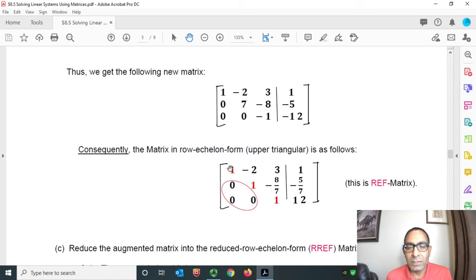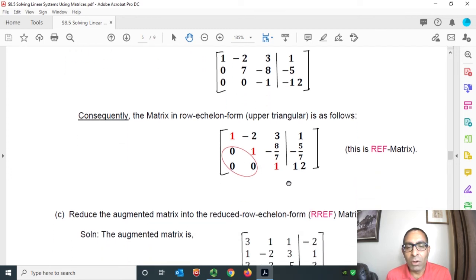First row as it is. In the second row, we divide by 7. So then here is 0 over 7, 0, 7 over 7, 1, minus 8 over 7, minus 5 over 7. And the third row here, we want to multiply by -1. So this becomes positive, this becomes positive. So this is +1, +12, 0, 0.